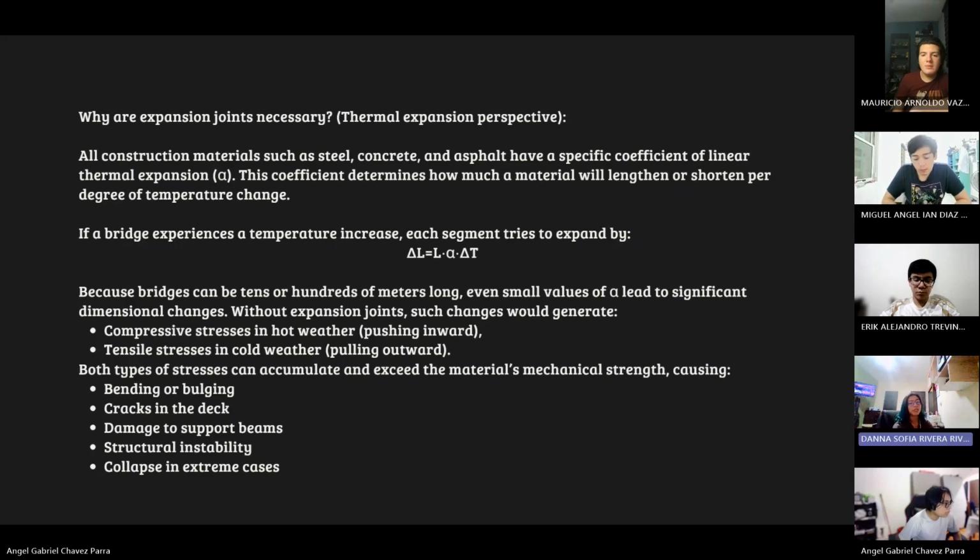Without expansion joints, such change would generate compressive stresses in hot weather, pushing inward, and tensile stresses in cold weather, pulling outward. Both types of stresses can accumulate and cause mechanical strain, causing bending or cracks in the deck, damage to support beams, structural instability, and collapse in extreme cases.